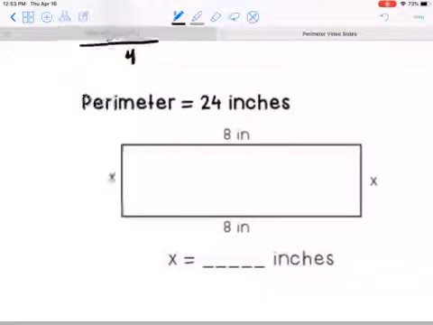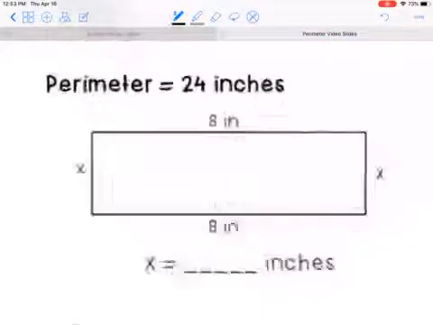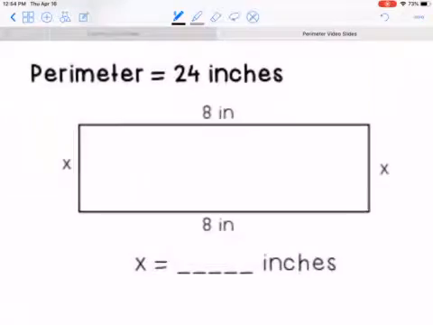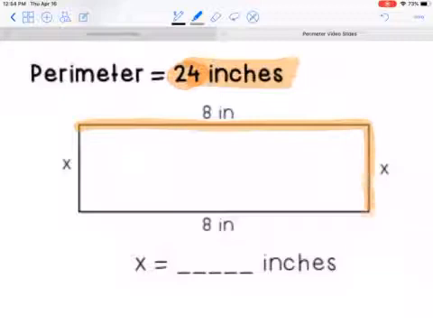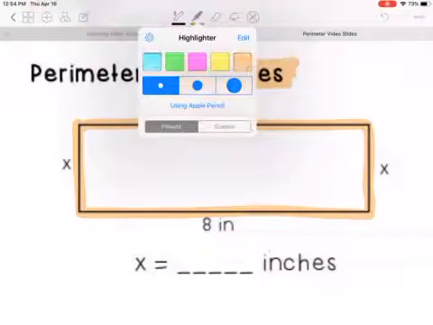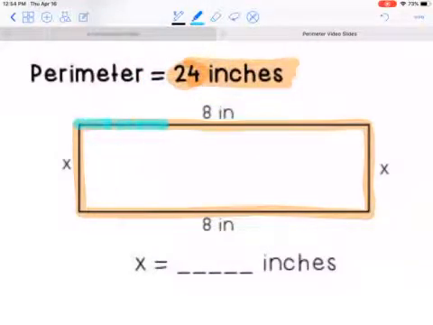Let's do another one. This one is interesting, but it's good. We see that the total perimeter is 24 inches. The whole way around is 24 inches. We are given these side lengths, and we see that they're 8 and 8. They're equal, so they're both 8.